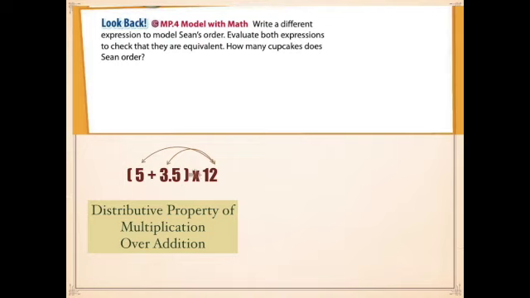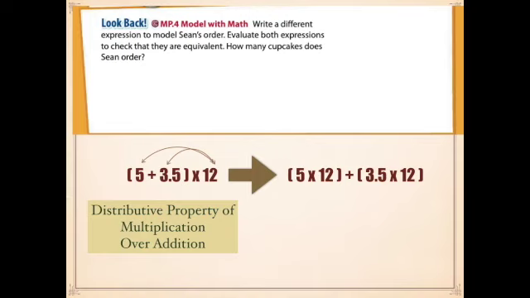So what will be the new numerical expression? This numerical expression will be equal to the quantity 5 times 12 plus 3.5 times 12. Why is it that we used addition in between the products of these two numbers? Addition, because inside the parenthesis, you see the operation is addition. So we will follow the same.